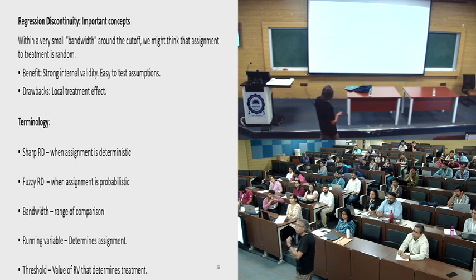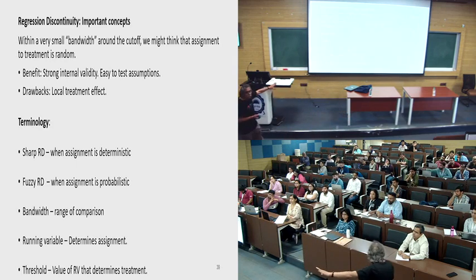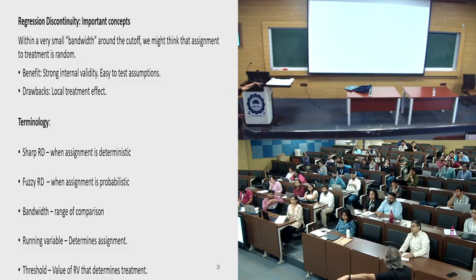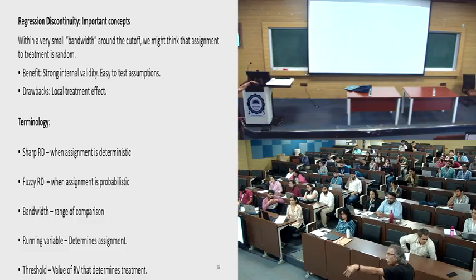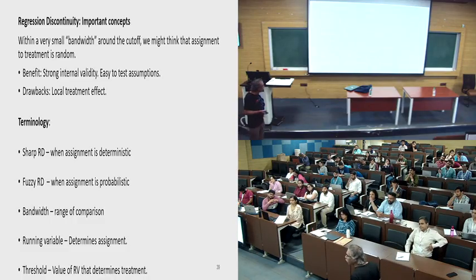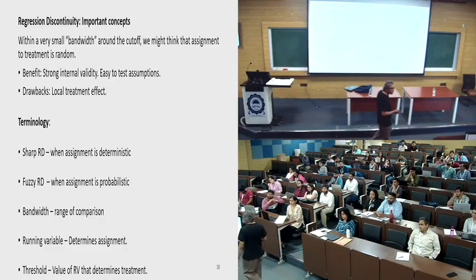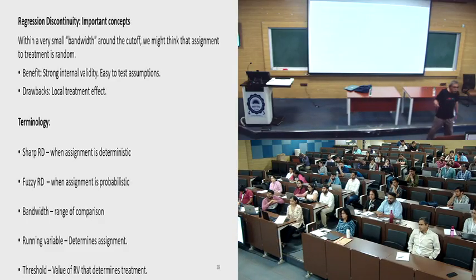Terminology. Sharp RD: assignment is deterministic. Fuzzy RD: probabilistic assignment. Bandwidth: range of comparison. Running variable: which determines the assignment. Threshold: value of the running variable that determines the treatment. Fine? Clear?